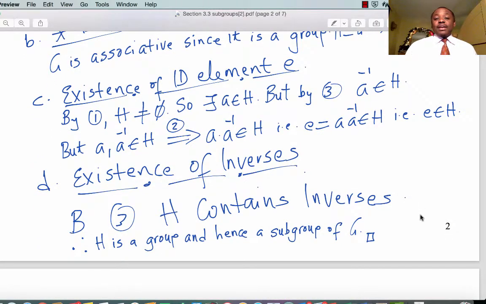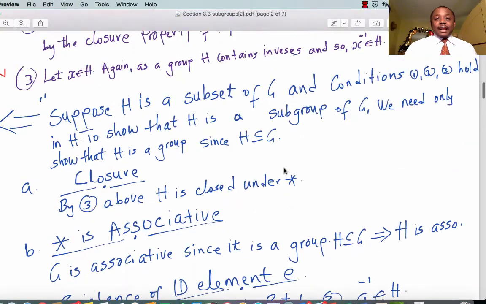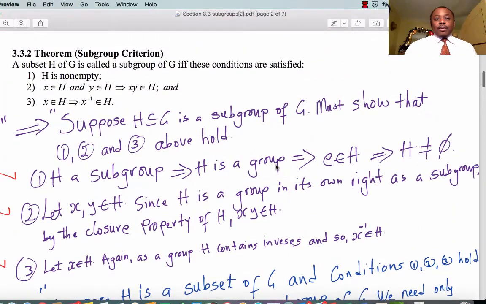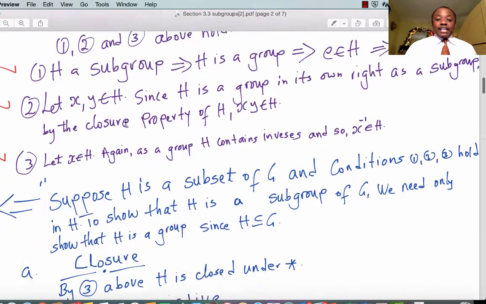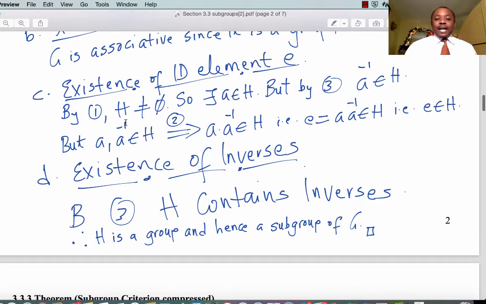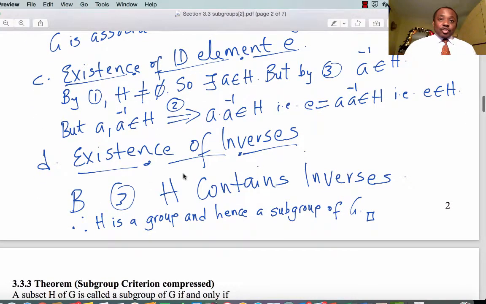Axiom 4, existence of inverses. Well, that is clearly condition 3. Condition 3 says if X is in H, then X inverse exists and it is also in H. And that is the last axiom for a group, and that proves the theorem. That is the subgroup criterion.